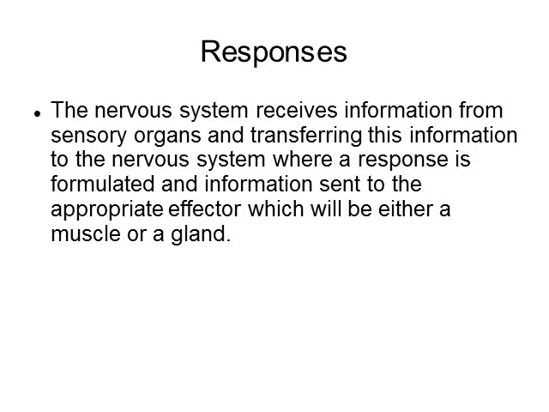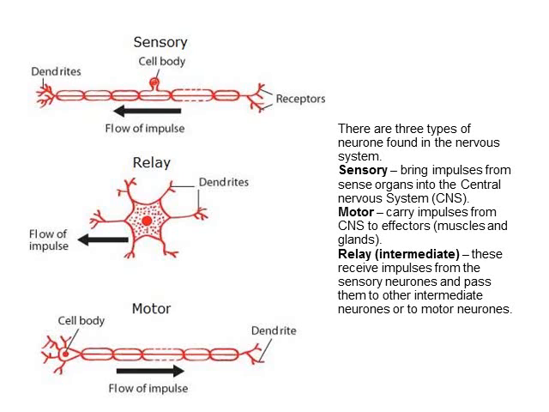The response will be made by either a muscle or a gland, which we call effectors, and the information is sent to the muscle or the gland. In order to carry out the response, it's sent along neurons called motor neurons. So that's basically what the nervous system is about, and let's look at its structure. There are three main types of nerve cells: sensory, relay, and motor nerve cells. You can see on these diagrams they differ slightly in their appearance.